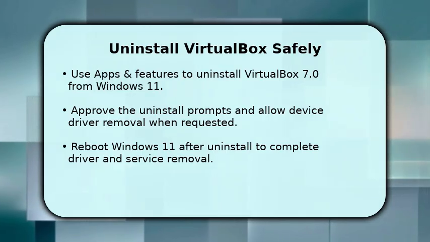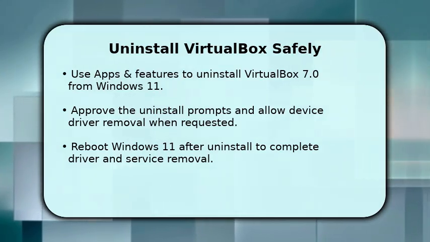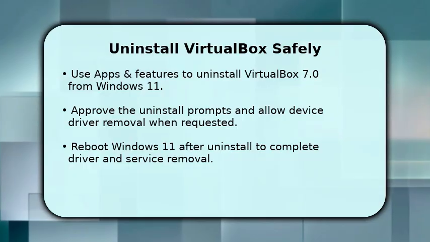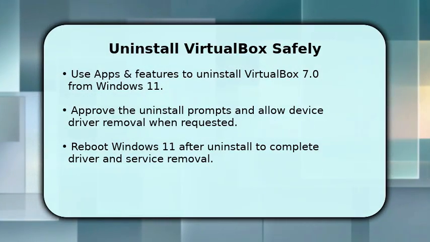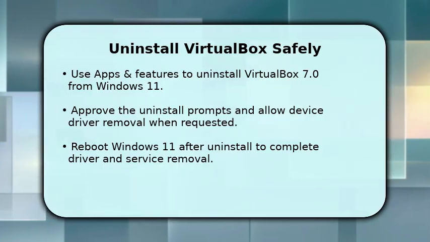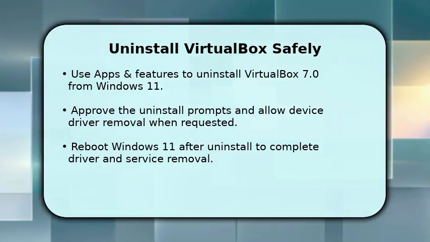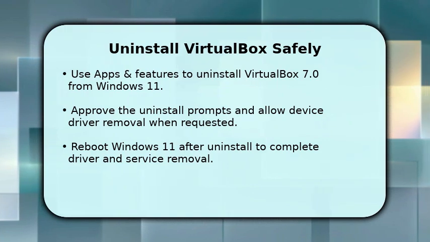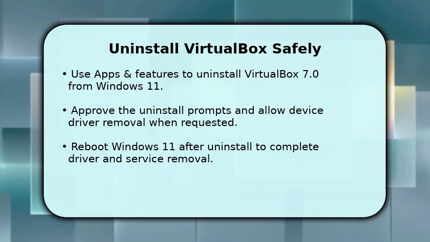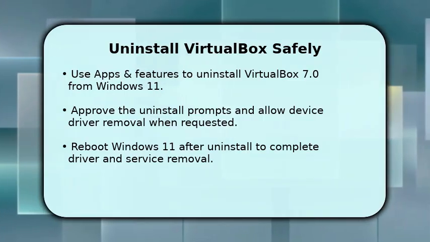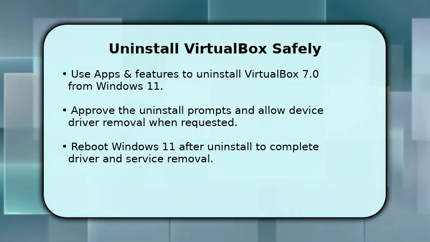Approve the user account control prompt and follow the uninstaller steps to remove program files. When prompted, allow the uninstaller to remove network adapters and device drivers associated with VirtualBox. If you use the control panel, choose Programs and Features and uninstall VirtualBox from that list instead. Watch for prompts about Oracle VM VirtualBox networking components and agree to their removal.